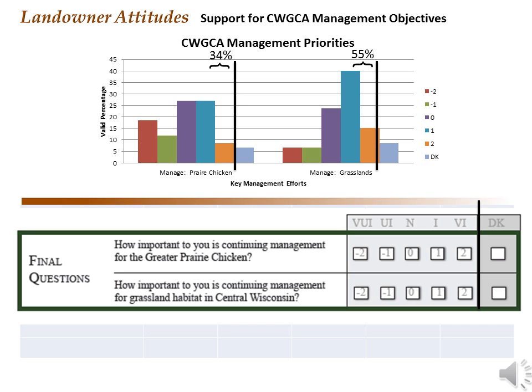We looked at two different priorities. How important is it to you to continue managing for the greater prairie chicken versus how important is it to continue managing for grassland habitat? And I just want to point this out briefly. The change in those words between a state threatened species as the focus of management and grasslands, we saw a significant change in how many people were willing to support those priorities.